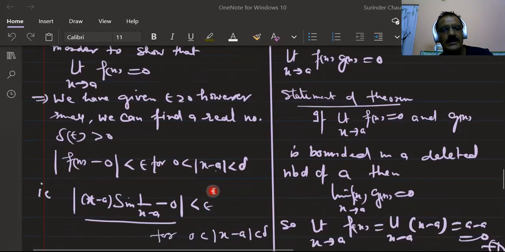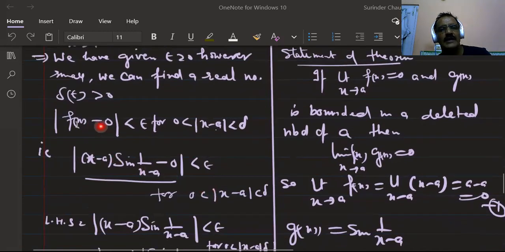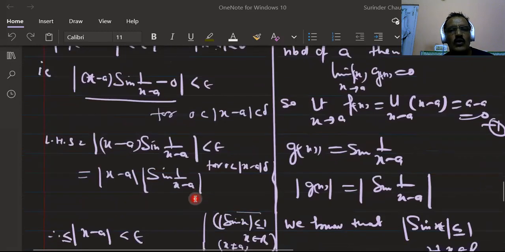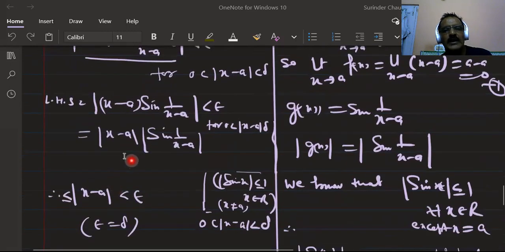Now taking the left hand side, substitute the value: |f(x) - 0| is less than epsilon. Simplifying it, the left hand side is equal to |(x - a) sin(1/(x - a))|. The modulus of a product is the product of the moduli. Now this is |x - a|. We have replaced this by sin x, because sin of x is bounded for all real numbers. Therefore, it is bounded in the deleted neighborhood of a.